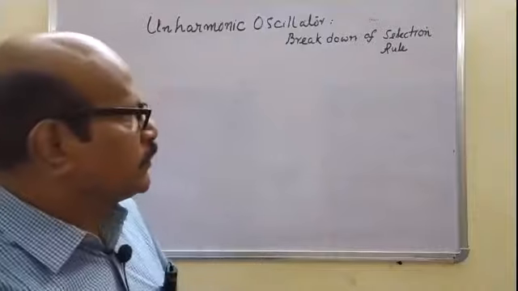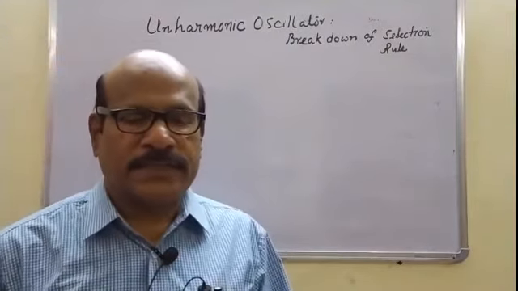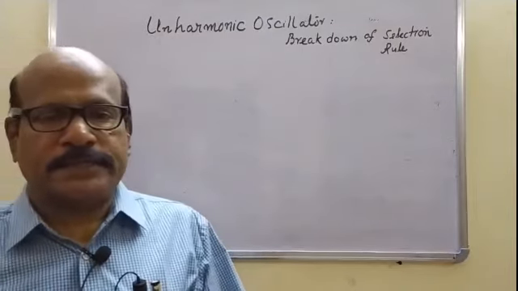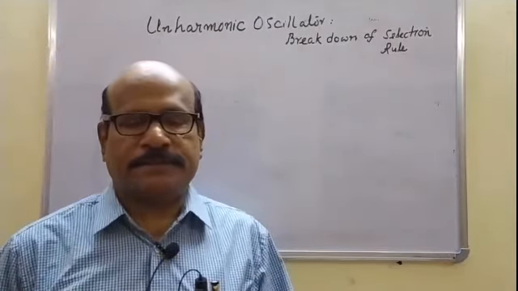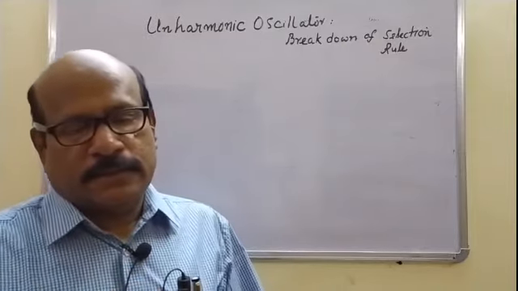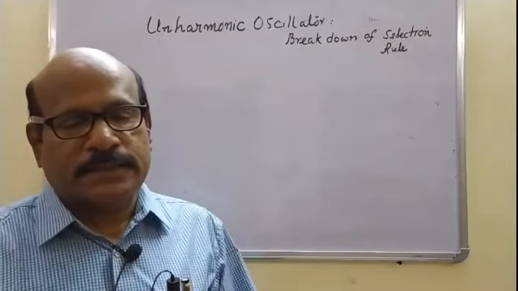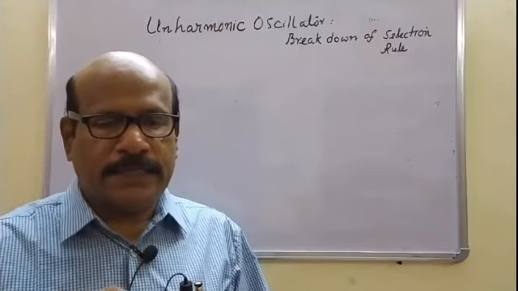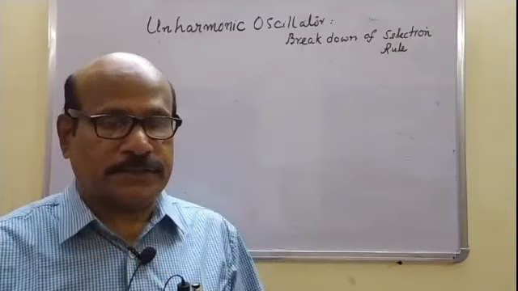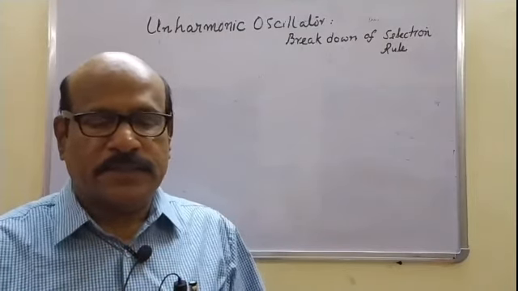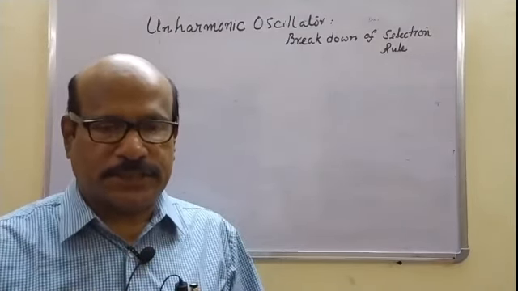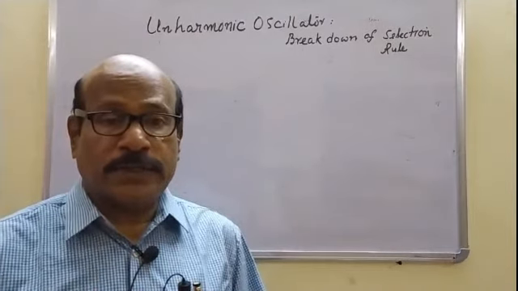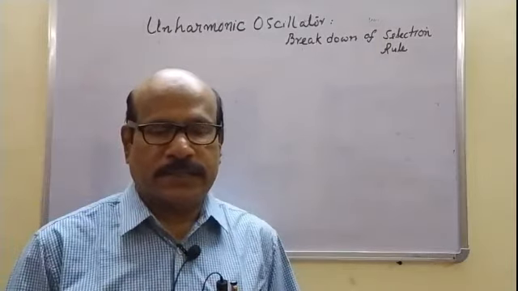Now we are going to discuss the anharmonic oscillator. That is the breakdown of the quantum mechanical selection rule in the case of the IR spectrum. Last class I mentioned the peculiarity of the IR spectrum. An IR spectrum consists of only single lines arising from the various vibrational transitions following the selection rule for an ideal harmonic oscillator.